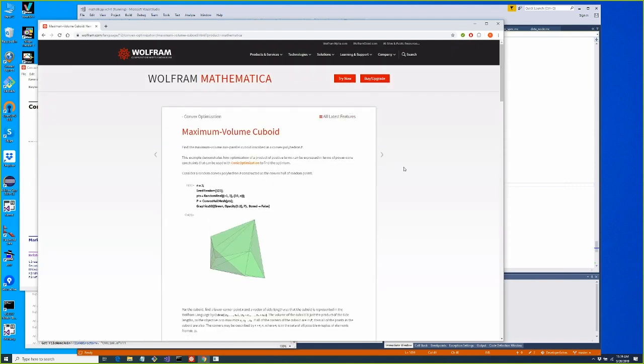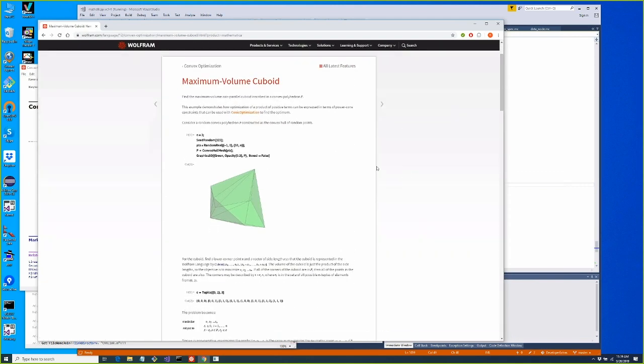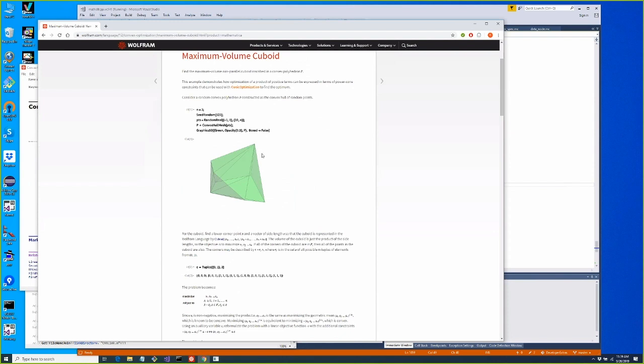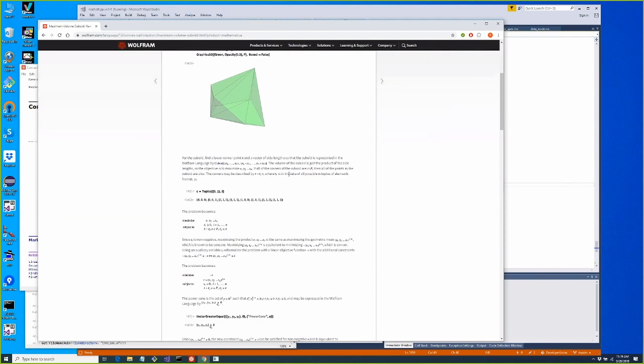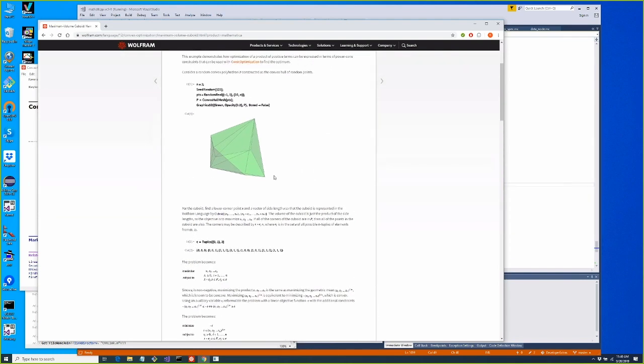Okay, so another sort of geometrical type problem that involves more optimization components. Suppose we have a convex polyhedron again, and suppose we want to consider finding the largest cuboid we can actually fit inside of that thing. That would be given by a cuboid. We're going to consider an axis-aligned cuboid.